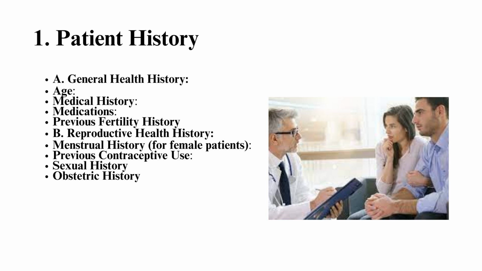Sexual history: the frequency of sexual intercourse, any pain during sex, dyspareunia, or history of sexually transmitted infections, STIs, should be reviewed. Unprotected intercourse for at least 1 year without pregnancy is usually considered for evaluation. Obstetric history: the history of any previous pregnancies, including outcomes and a history of miscarriage and preterm birth.